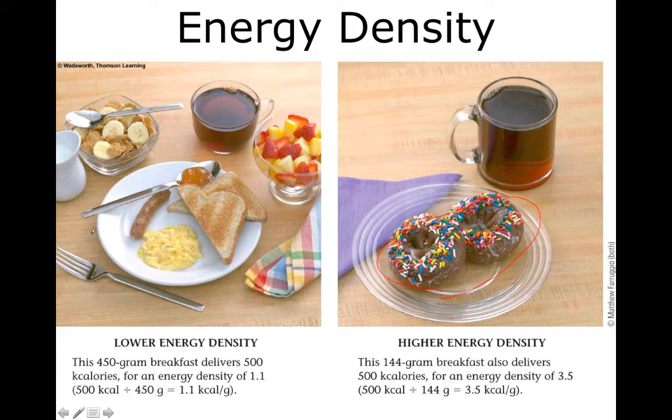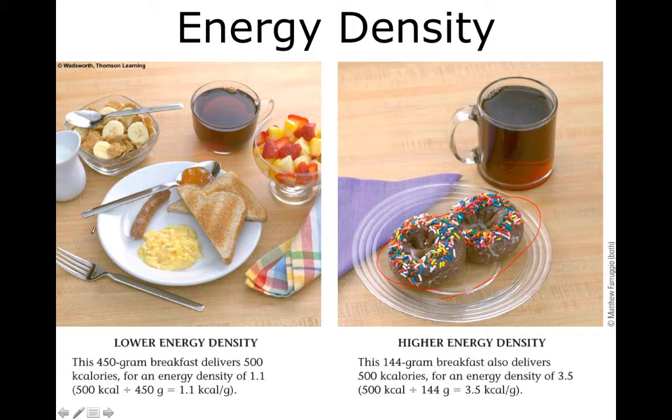The issue here is saying that you could actually eat more food for the same amount of calories. The issue here is with energy density, that the meal on the right has a high density of calories, and that by eating two donuts, you're only getting 144 grams, whereas on the left, you're getting to eat 450 grams, which will fill your belly more and probably be more satisfying. So why would somebody even eat the two donuts?